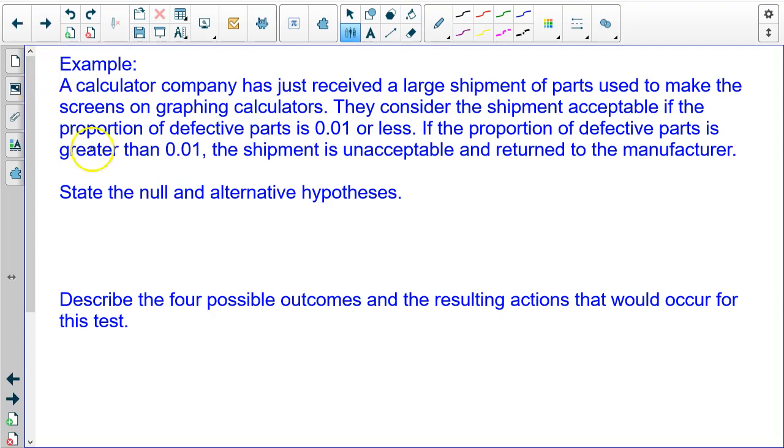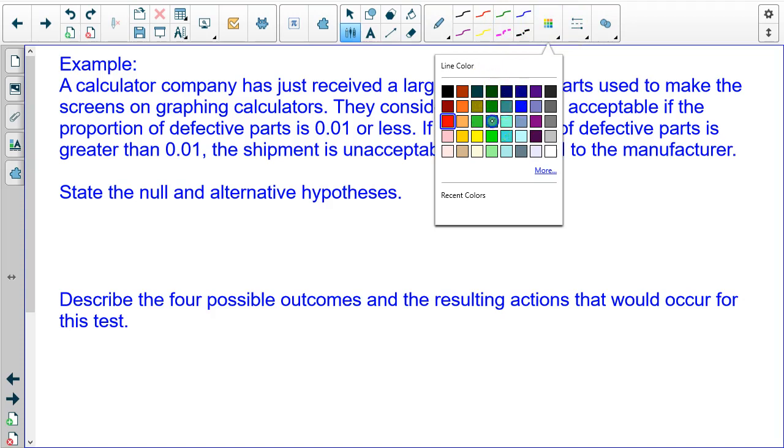Okay. So I have an example. A calculator company has just received a large shipment of parts that are used to make the screens on graphing calculators. They consider the shipment to be acceptable if the proportion of defective parts is 0.01 or less. If the proportion of defective parts is greater than 0.01, then the shipment is unacceptable and returned to the manufacturer. So state the null and alternative.